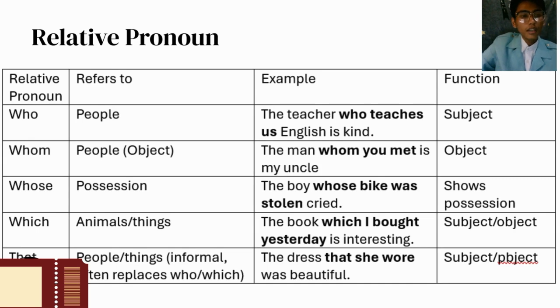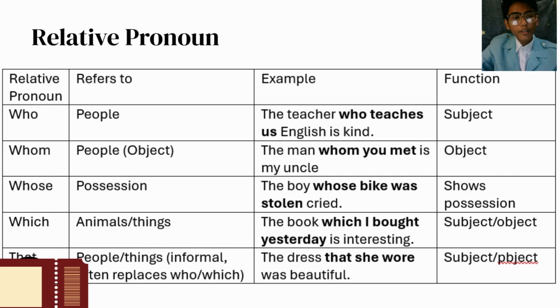Okay. And the third one, we have the possessive whose. The boy whose bike was stolen cried. It shows a possession. And which is usually used for animals or things. You can use this for animals or things as the subject or the object. For example, the book which I bought yesterday is interesting. The book in here is the object, and I is the subject.